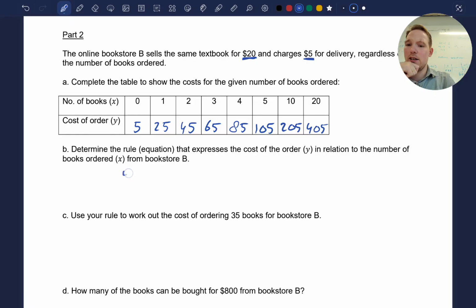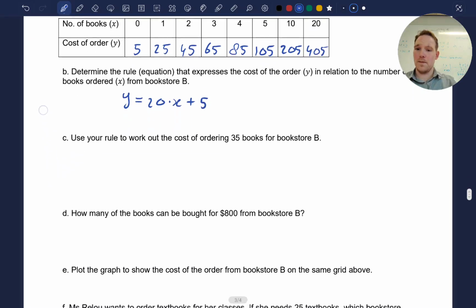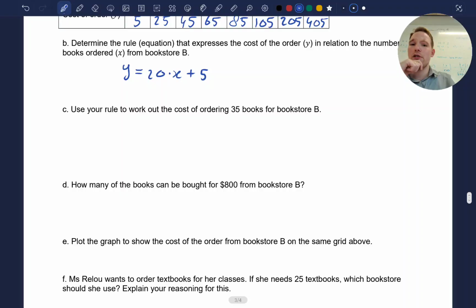Determine the rule. Okay, so we can do this quickly. We're doing the same thing here. Y is equal to my gradient, the variable cost, 20 times X, plus my shipping fee, $5. Use your rule to work out the cost of ordering 35 books. So once again, we're substituting 35, plus 5. What do we get here? Anyone? Yell it out. What's the answer? Don't you know, sir?